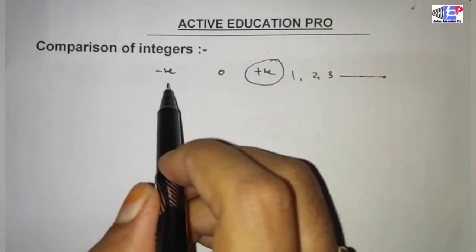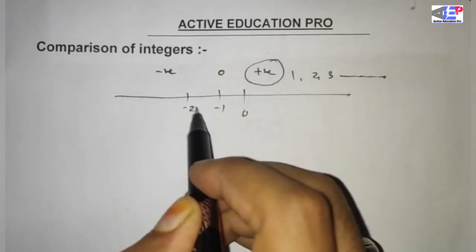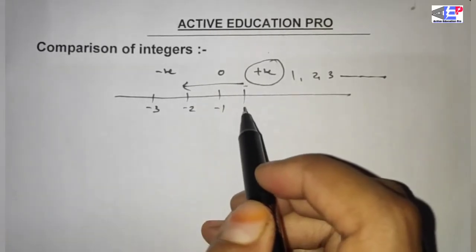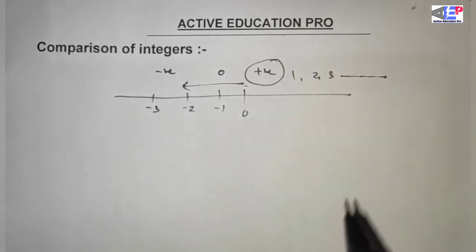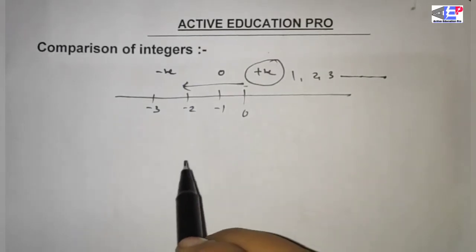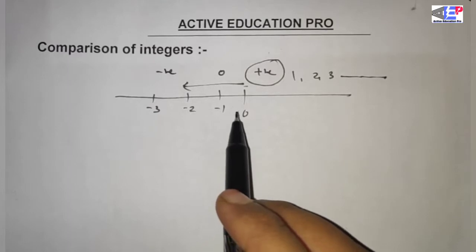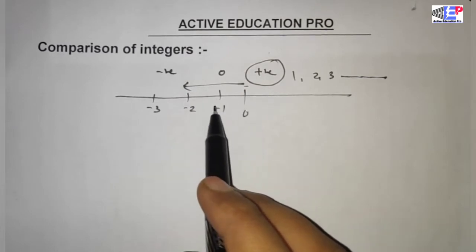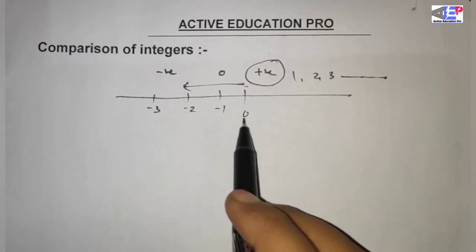Now come back to negative integers. On a number line this is 0, and these are the negative integers. When you move from right to left, the number will decrease 1 by 1, so that you get the smaller number, the predecessor of a number. Suppose 0, then we move from 0 to its left, so minus 1 is the result. Minus 1 is a negative integer and it is the predecessor of the number 0.